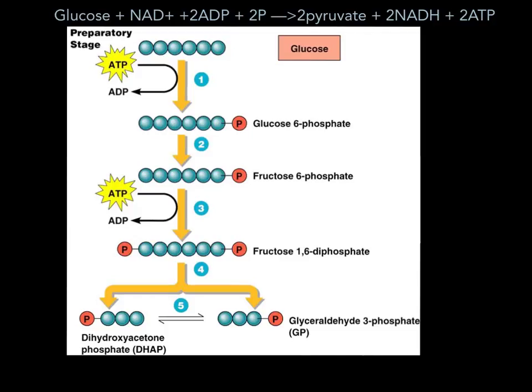Glycolysis is the process in which glucose turns into pyruvate, and it's the first step in cellular respiration. The full reaction is up here at the top, and it's glucose plus NAD+ plus 2 ADP plus 2 phosphates, and it yields 2 pyruvate plus NADH plus 2 ATP.